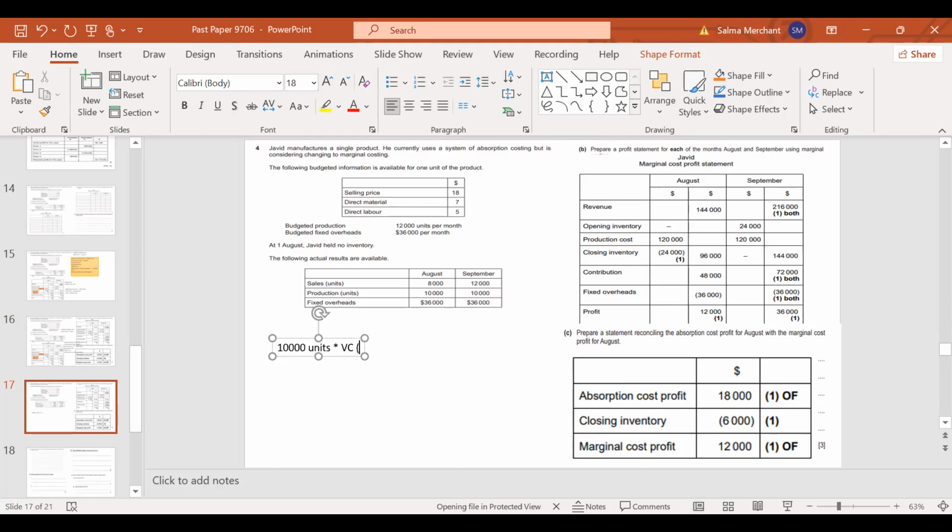Variable cost is 7 and 5, so 12. So the 10,000 units production cost becomes how much? 120,000. So your production cost becomes 120,000. Yeah. But you have closing inventory.